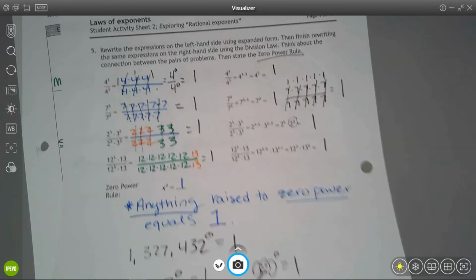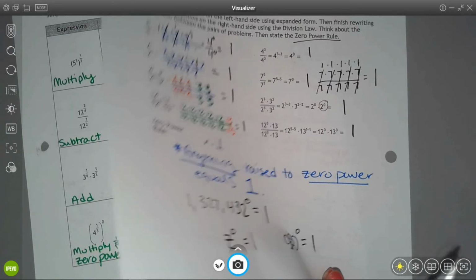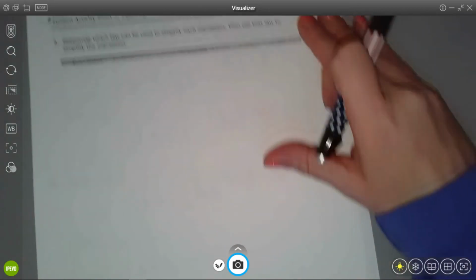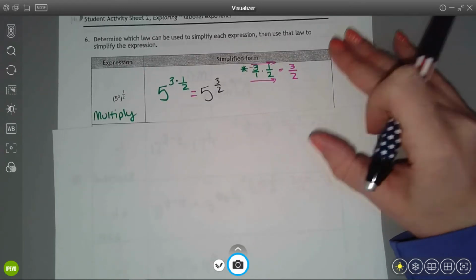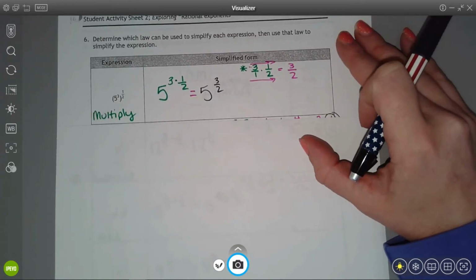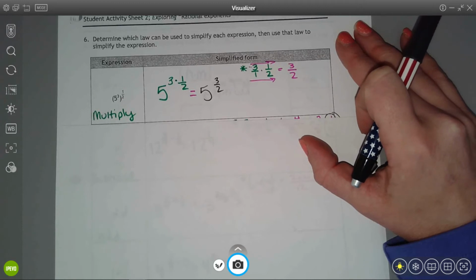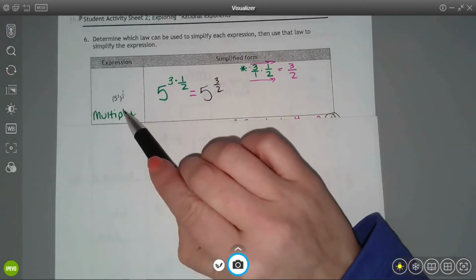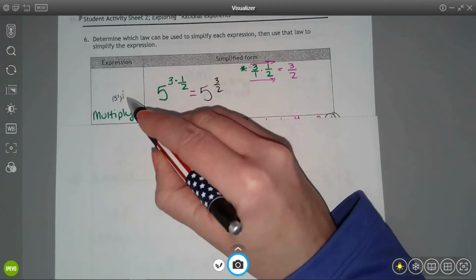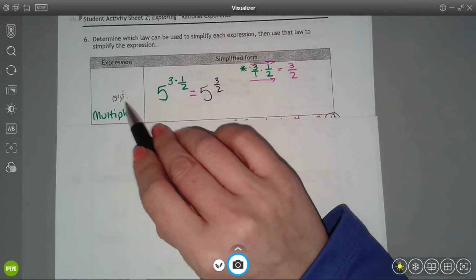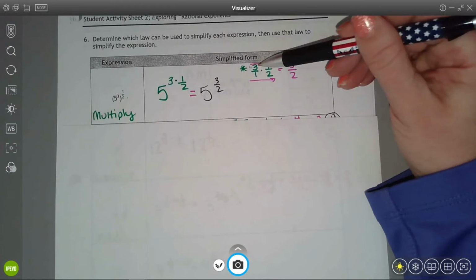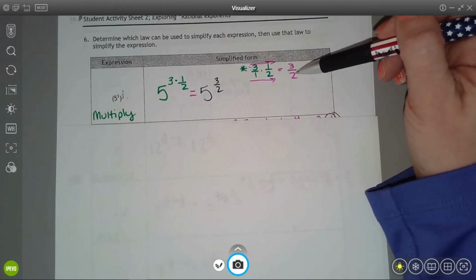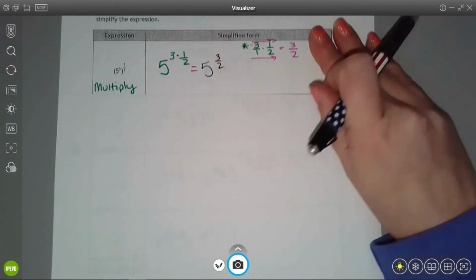Okay. Question 6. They just want us to determine which way we're going to simplify this. This first one, guys, just because they're fractions doesn't mean anything. Which law am I going to use? This is the power to the power rule. Power to power, which means that I have to multiply. And as a reminder, when we multiply fractions, multiply the top, multiply the bottom. And I end up with 5 to the 3rd.